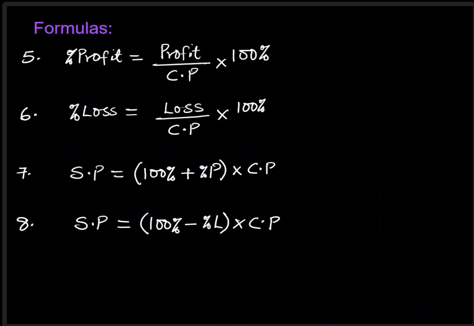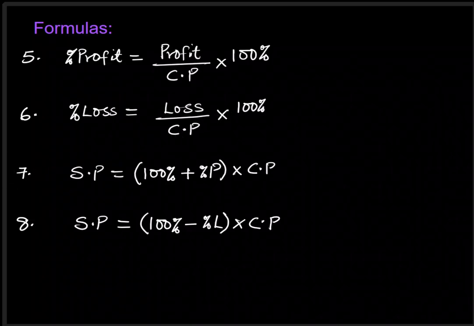Okay. And then if we are finding percentage profit, if we are given profit, that will give us profit all over the cost price times 100%. And then percentage loss will be loss all over cost price times 100%.